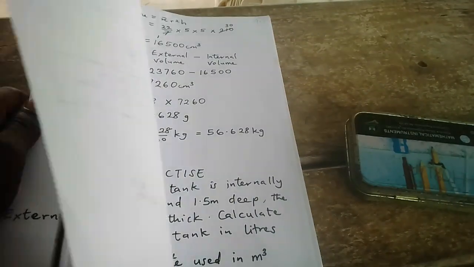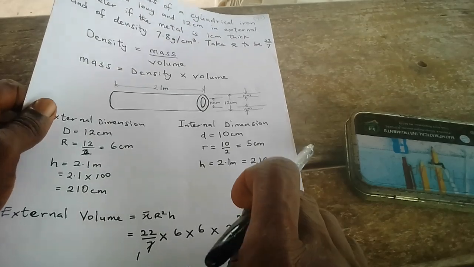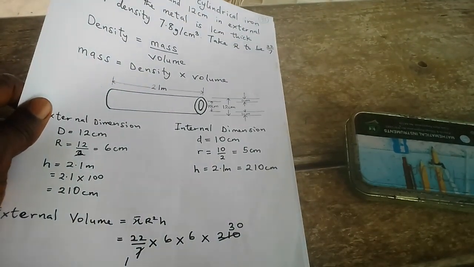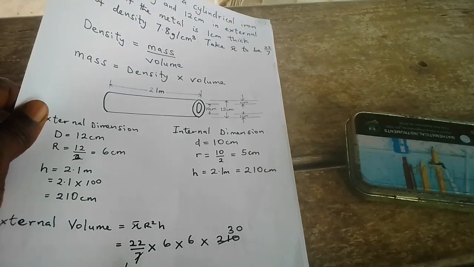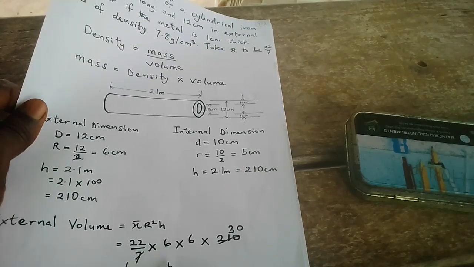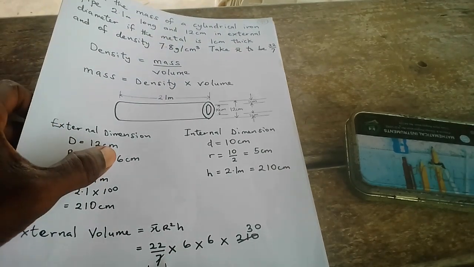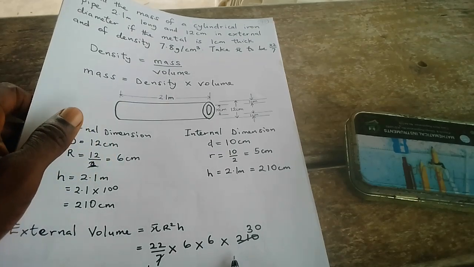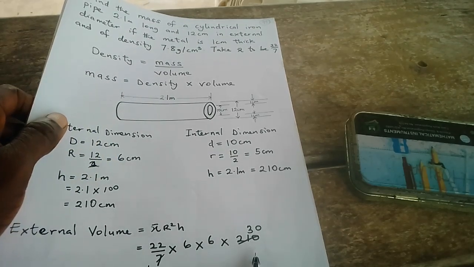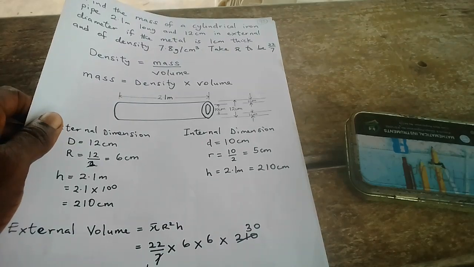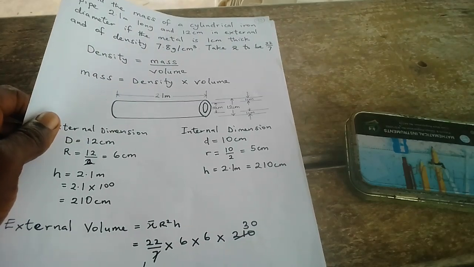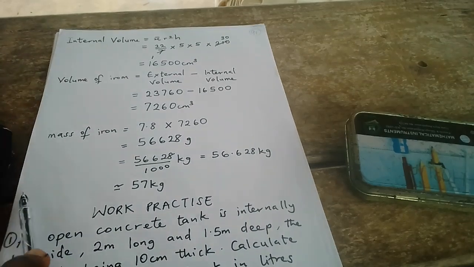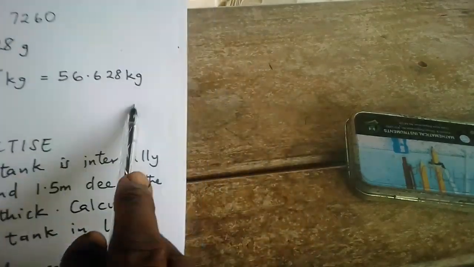Now we need to find the external volume. The external volume is pi r squared h. Pi is 22/7 times the radius of the big circle, which is 6 times 6, times the height, which is 210. This will give us 23,760 centimeter cube.